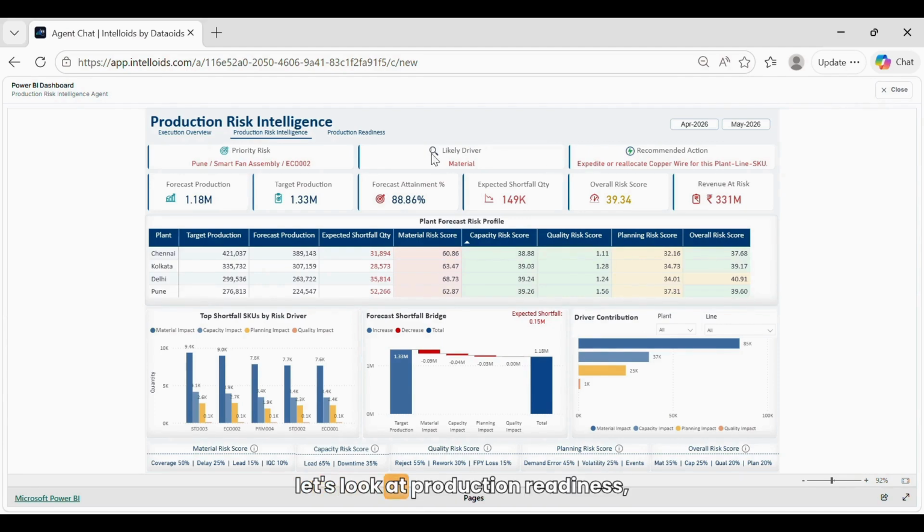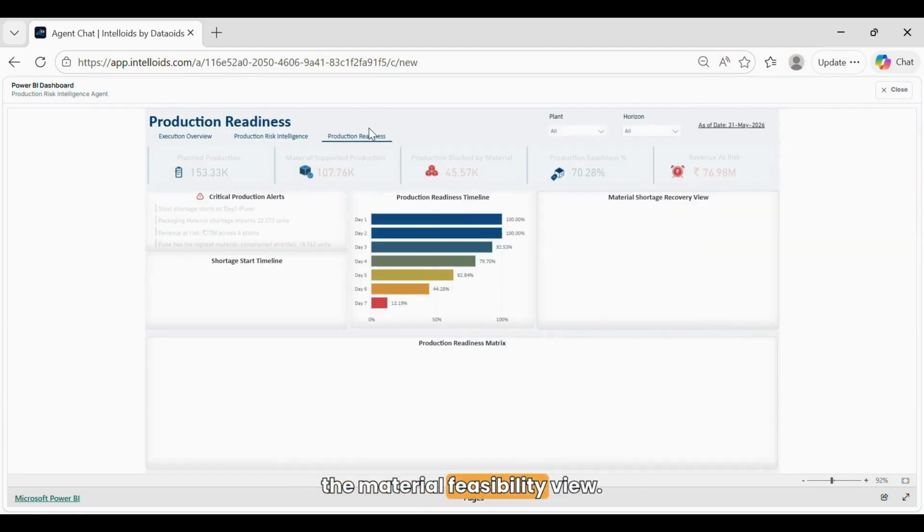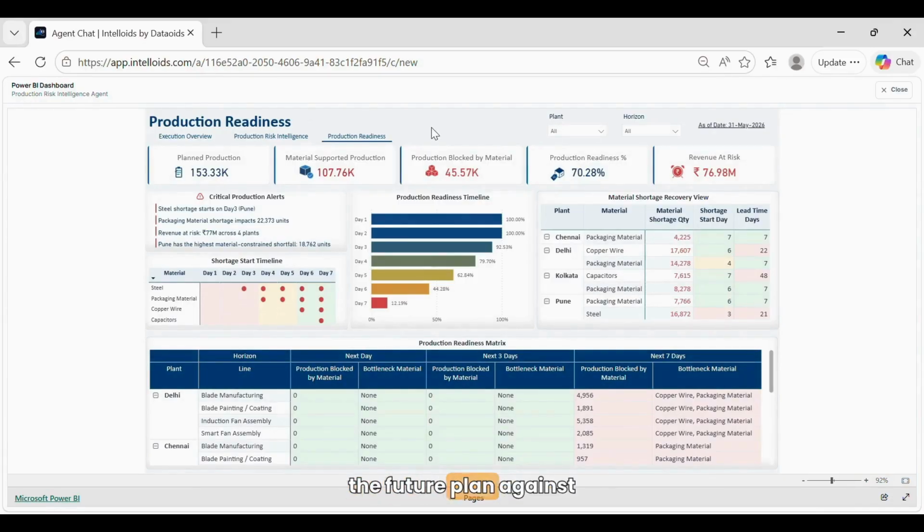Now, let's look at production readiness, the material feasibility view. This page checks the future plan against plant level inventory, expected supplier receipts, and BOM requirements. At the top, it shows plant production, material supported production, blocked quantity, readiness percentage, and revenue at risk.